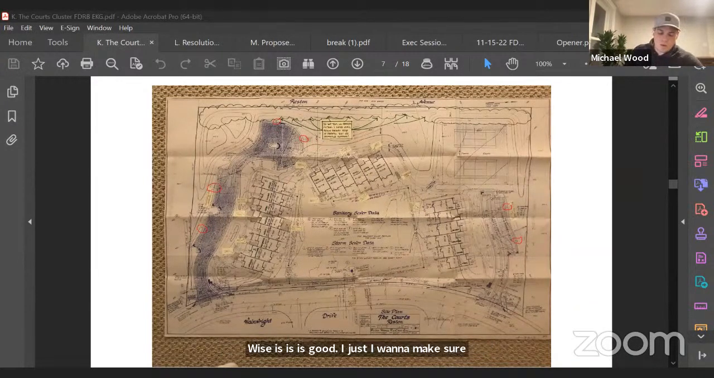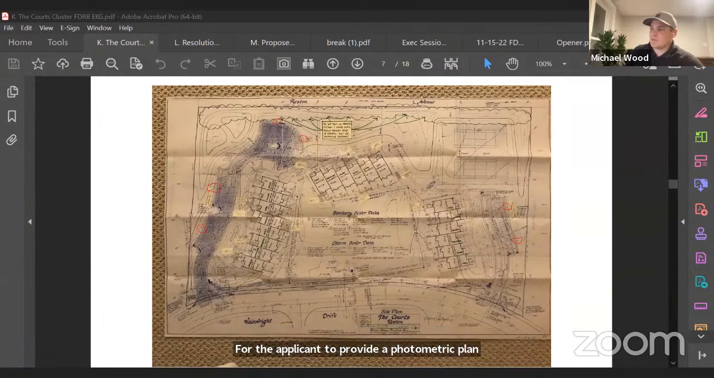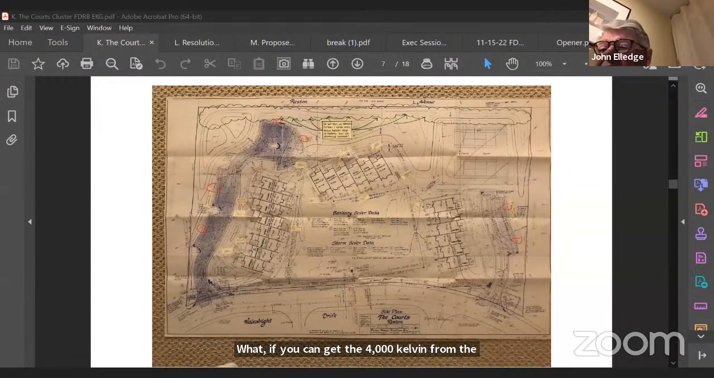So with that, if anyone is against it, I'm going to make a motion to defer the application for further study, for the applicant to provide a photometric plan and to revise the color temperature of the light, to verify whether he can get the 4,000 Kelvin from the manufacturer. Question.